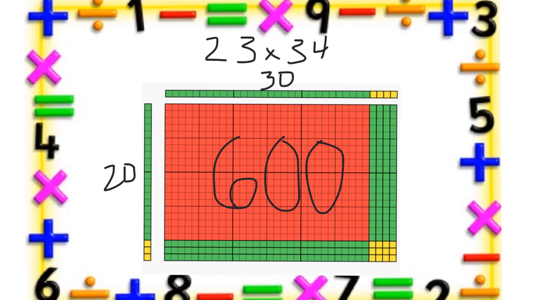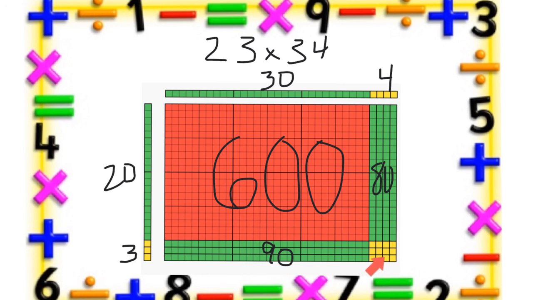Looking at my green pieces over here, I notice that I have 8 tens, which is worth 80. And since my ones up here are 4, and I did the 20 times the 4, it makes sense that I would get 80 here. Similarly, I have this section down here. I notice that I have 3, 6, 9 groups of 10. And that would be 9 tens or 90. And again, that makes sense since I'm doing 3 times 30. 3 times 30 is 90.